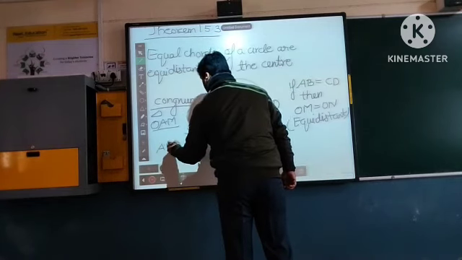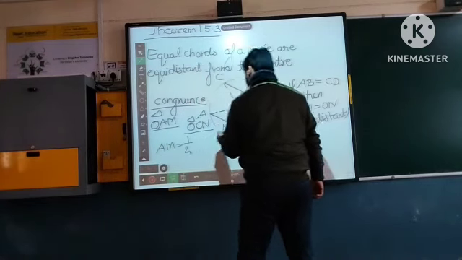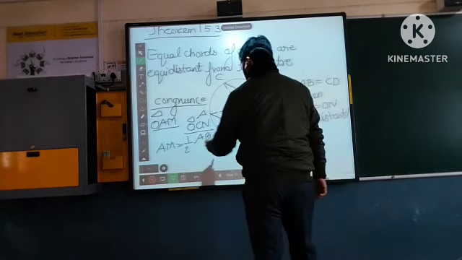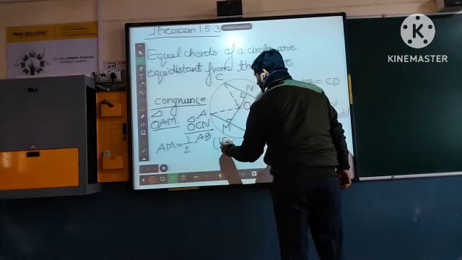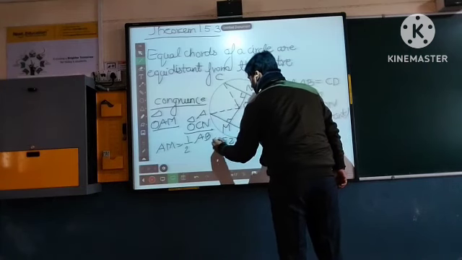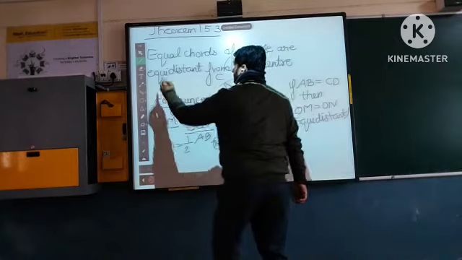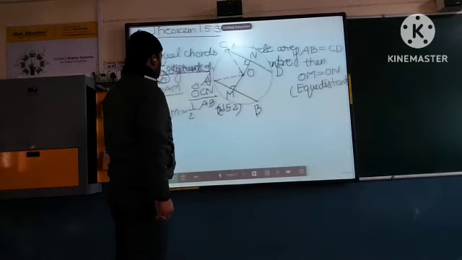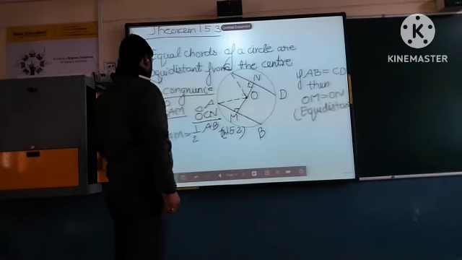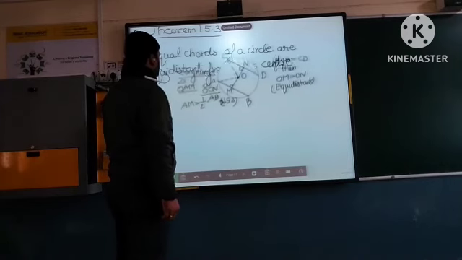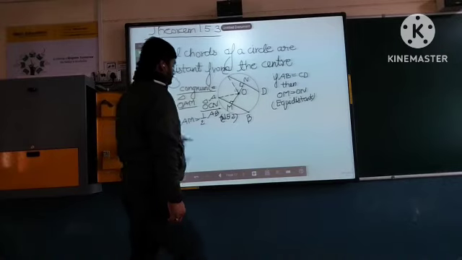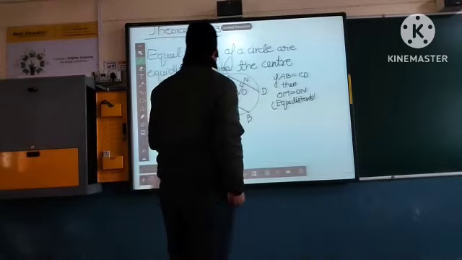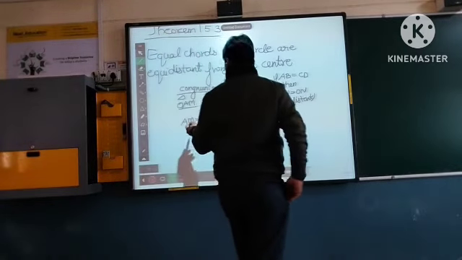Since this M is perpendicular, which theorem can we use? M being perpendicular, it should be bisecting the chord. So this is theorem number 15.2. AM equals half AB by using theorem 15.2. Then what can we say? We can say CN equals half CD, again by using theorem 15.2, which says that the perpendicular from the center bisects the chord.